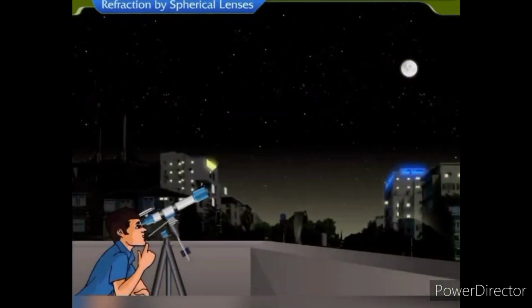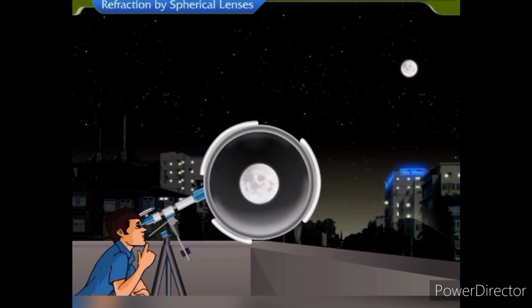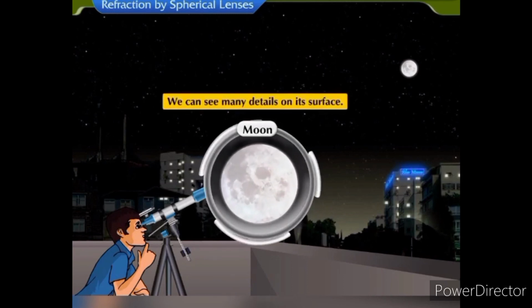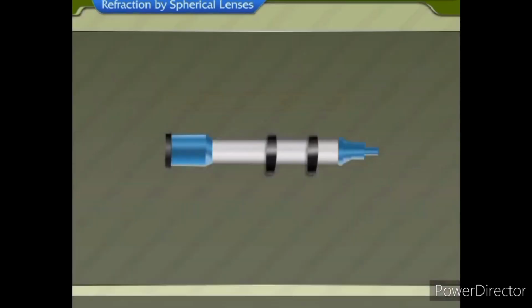Have you seen the night sky through a telescope? How beautiful and big our moon is seen through the telescope. We can see many details on its surface. Do you know lenses are used in the telescope?